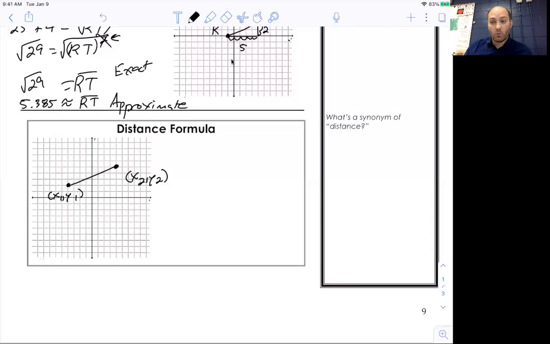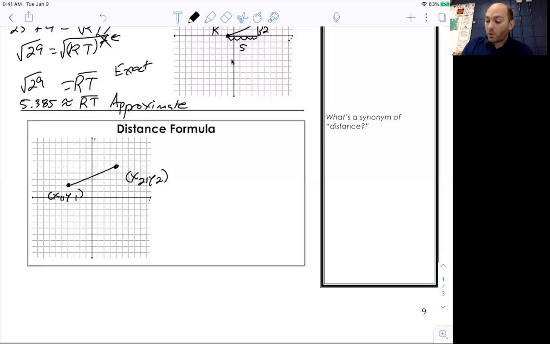Remember, for x1 and y1, x2 and y2, we use subscripts to name things differently from each other when we don't want to use a different variable. I don't want to call them A, B, and then C and D. I want them to be X, Y, X, Y, but named a little bit differently. That's why I use X1 versus X2, Y1 versus Y2.